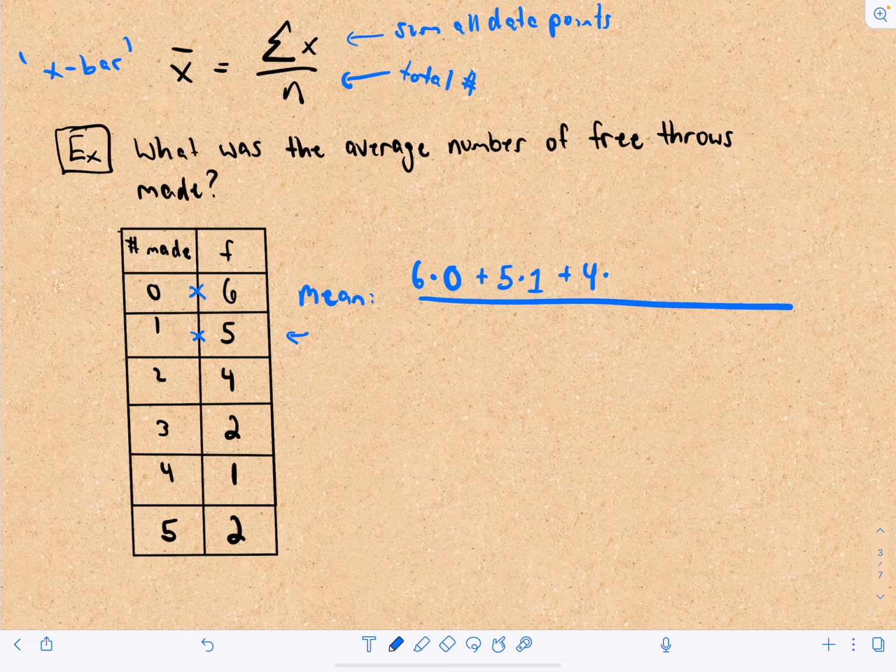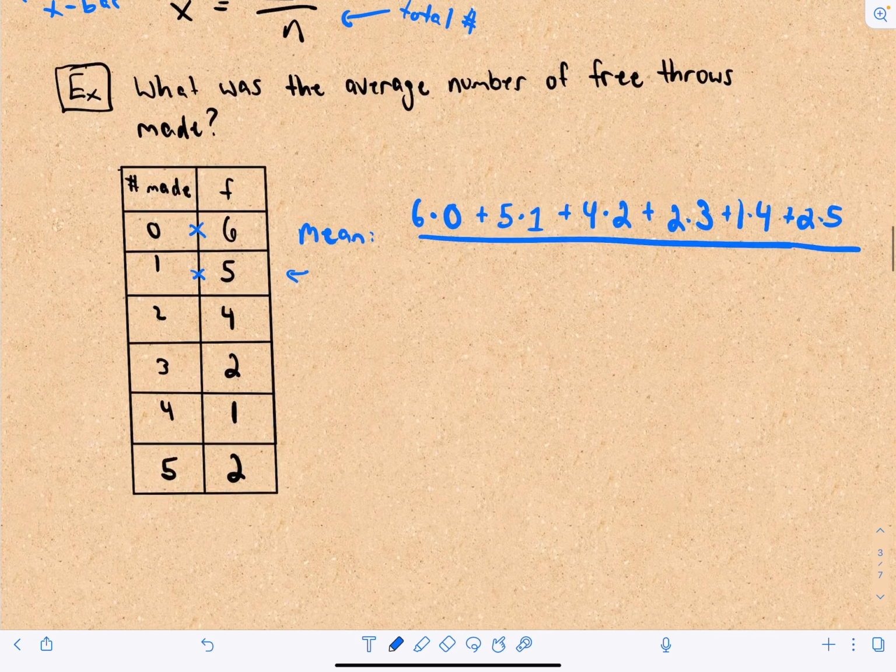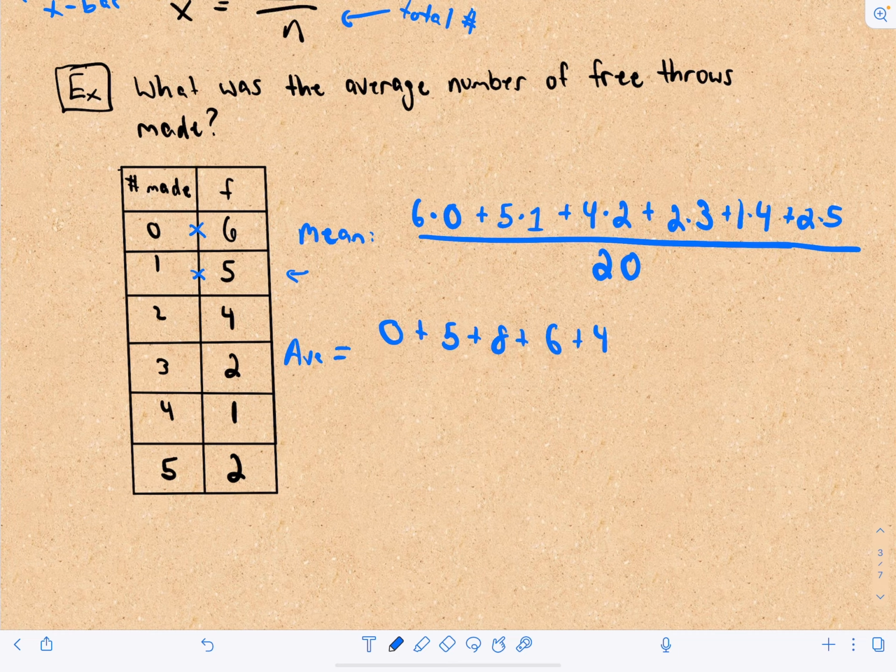We have 4 people who made 2 each, plus 2 people that made 3 each, plus 1 person that made 4 shots exactly, plus 2 people that made 5 shots exactly. Let's see. The frequency, again, that's the total number of people. Well, in this case, we know that's 20 from our earlier observation. So the mean or the average. So let's see. We've got 0 plus 5 plus 8 plus 6 plus 4 plus 10 all over 20.